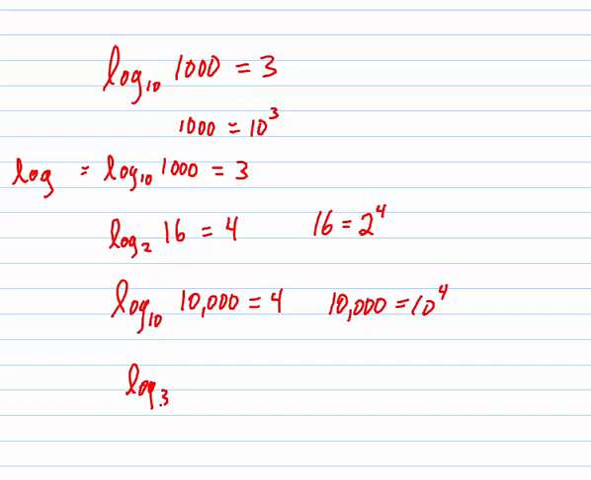Log base 3 of 9 is just equal to 2 because I'm taking the 3 exponent out of 9. 9 is equal to 3 squared. And so I'm just extracting that exponent.